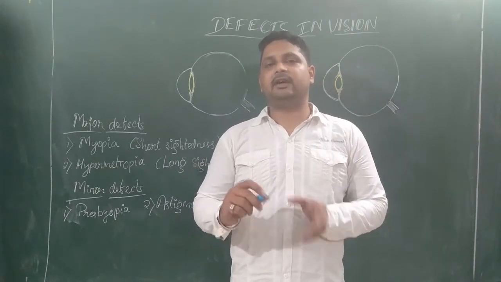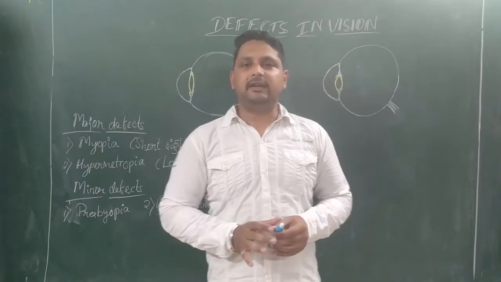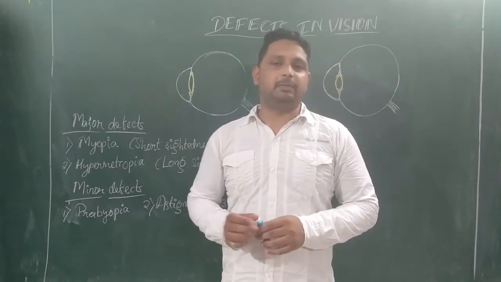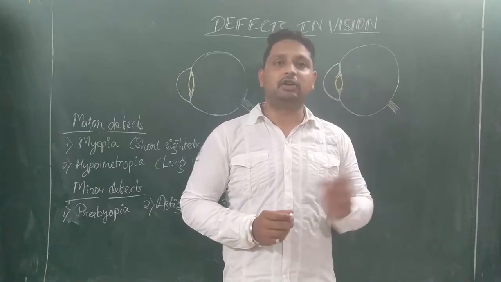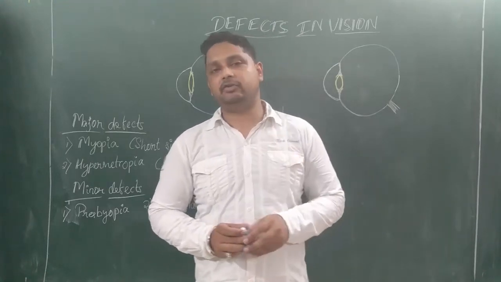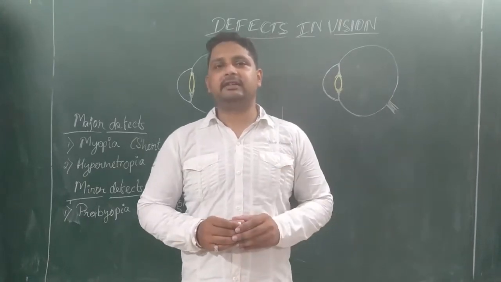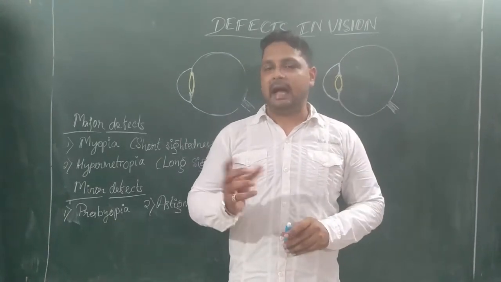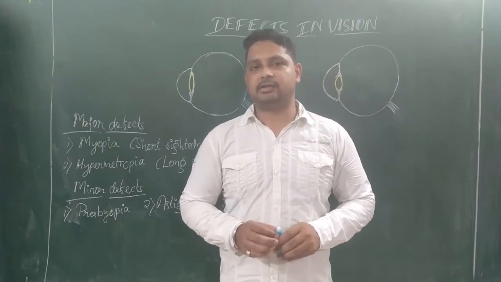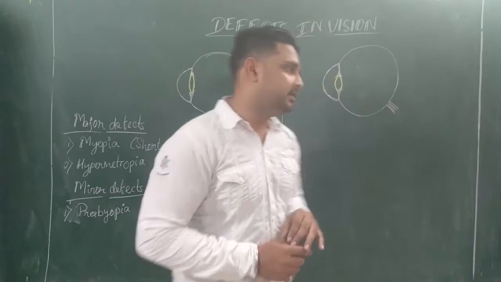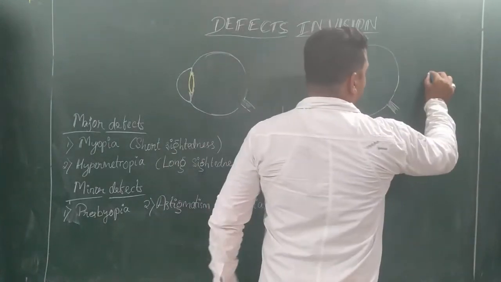Defects of vision are divided into two types: major defects and minor defects. Major defects include myopia, also called short-sightedness, and hypermetropia, also called long-sightedness. Minor defects include presbyopia, astigmatism, and scotoma. Now let's see what myopia is. Myopia is also called short-sightedness.